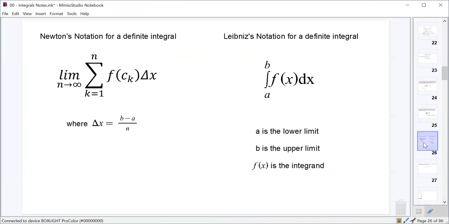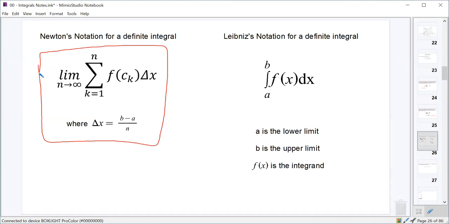And that right here is exactly what we call a definite integral. It's the exact value for the area under a curve from A to B. And this is the notation that Newton used when he was doing integrals and finding areas under the curve back when calculus was first being developed.